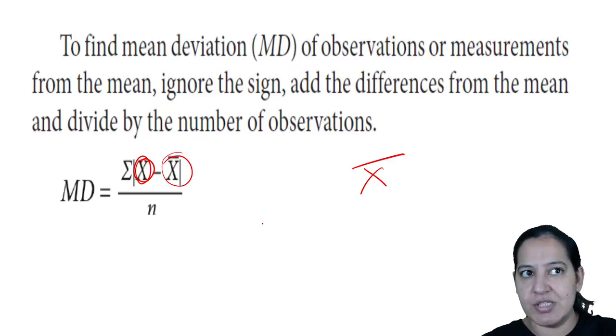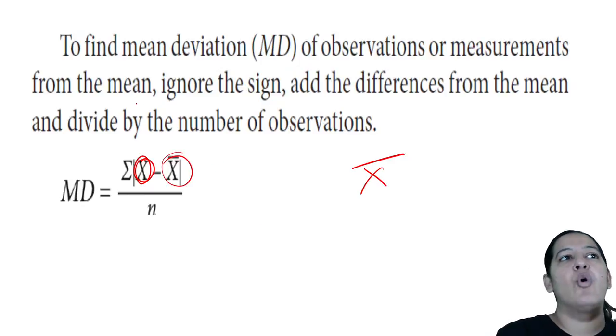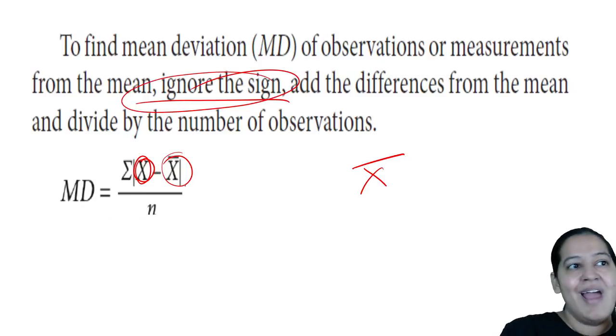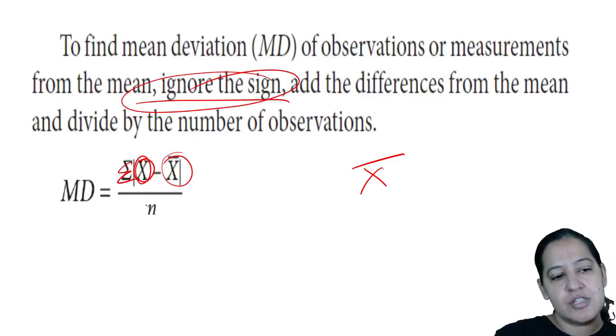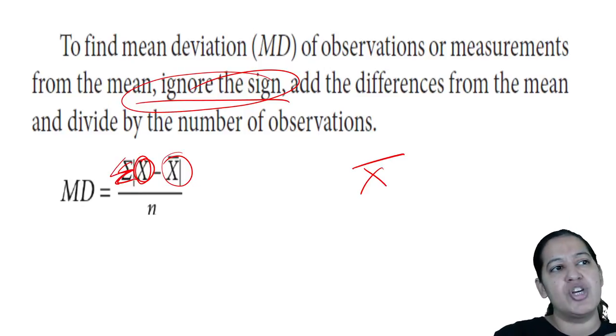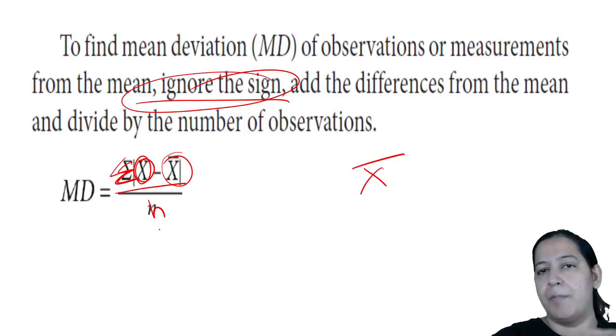Some of them will be positive, some of them will be negative. Ignore the sign. Treat the negative as positive too. Ignore the sign is a big point here. And do the summation for all of them. Some of them were plus 2, plus 3, plus 4. Some of them were minus 2, minus 3, minus 4. Add all of them, do the summation of all of them, and divide by the number of observations.